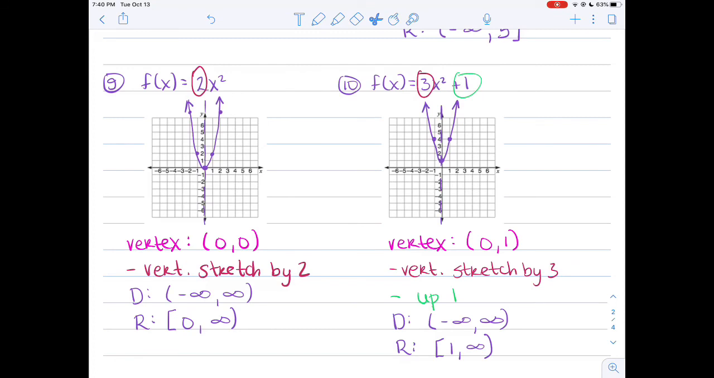But then if I plug in a value of 2 instead of x, I'm going to get 4 times 3 is 12, plus 1 is 13. We've completely run off the graph, so I'm not going to plot that point. I'm just going to identify my axis of symmetry and then plot the point on the other side. The 3 is a vertical stretch by 3 because it's out in front of the x. There's no parentheses or anything. And then the plus 1 is an up 1. Domain, as always, is negative infinity to positive infinity. My range this time has just shifted up 1, so it starts at 1 and goes to infinity.